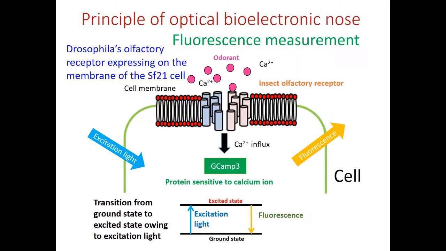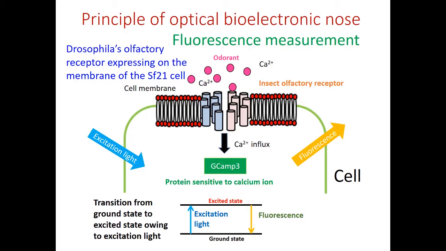And this one is the principle of optical olfactory receptor-based sensors. In this case, we utilize a fluorescence measurement. This is a cell, and an insect olfactory receptor is embedded into the cell. This is a portion of the olfactory receptors, and this is a lipid bilayer, which was explained previously. The lipid bilayer is surrounded by the cell, and the olfactory receptor is embedded into it. This olfactory receptor is a Drosophila olfactory receptor expressed on the membrane.